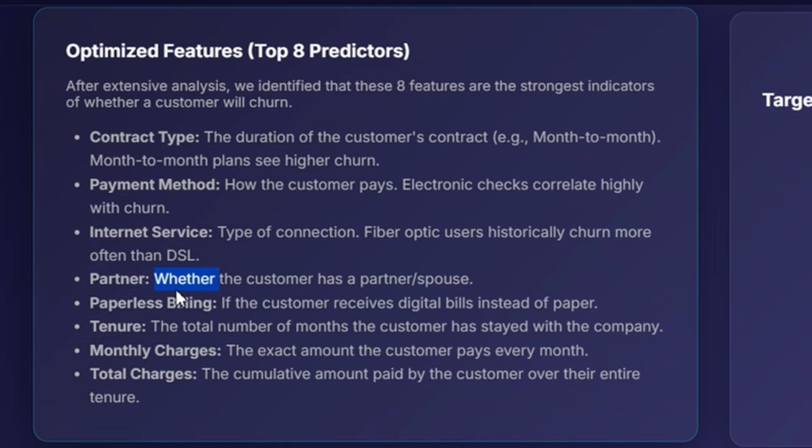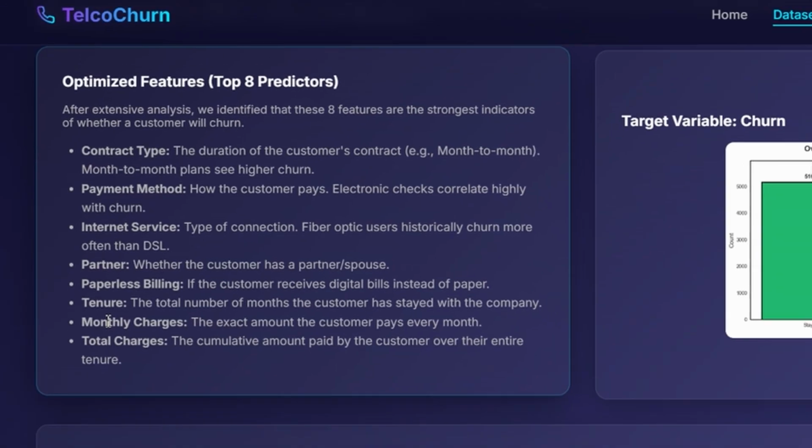The next is paperless billing, whether the customer receives digital bills instead of paper. The next is tenure. If the customer stays with us for a long amount of time, he is less likely to leave our service. The next is monthly charges, which means the monthly charges that the customer pays. And finally, the total charges, which simply means how much the customer has paid to us up till now.